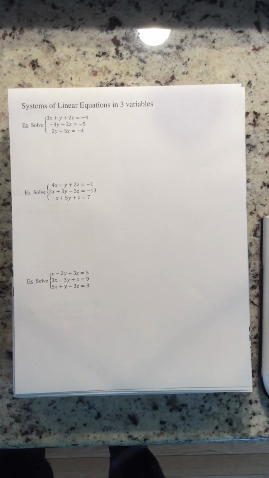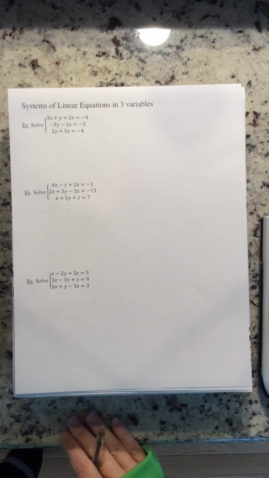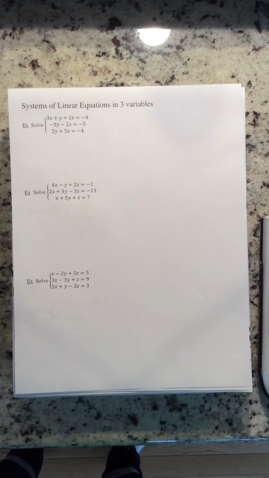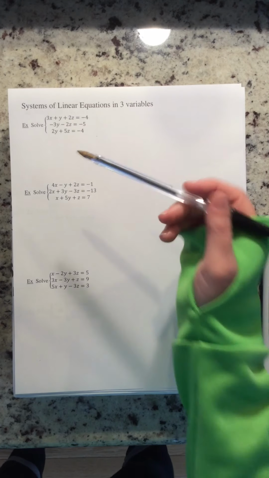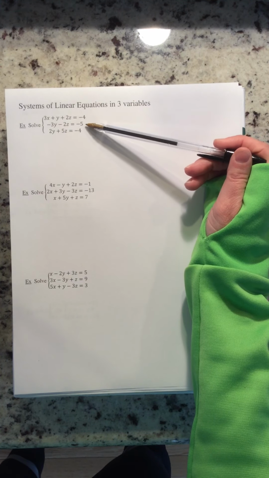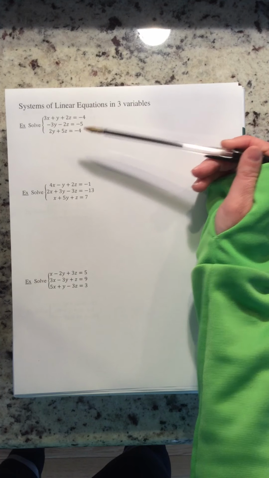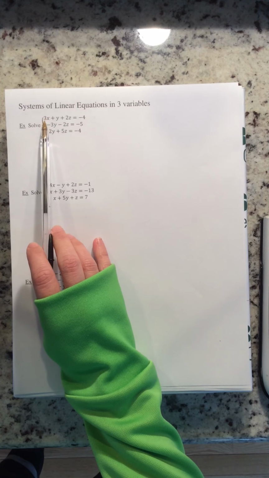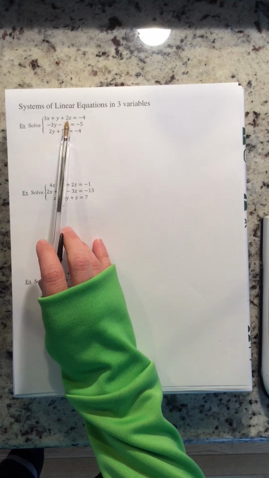Okay, today we're going to be discussing systems of linear equations in 3 variables. I want you to remember that we just talked about systems of linear equations in 2 variables. So remember when we had 2 variables, we needed 2 equations. Now we have 1, 2, 3 equations, but we have 1, 2, 3 variables, x, y, and z.